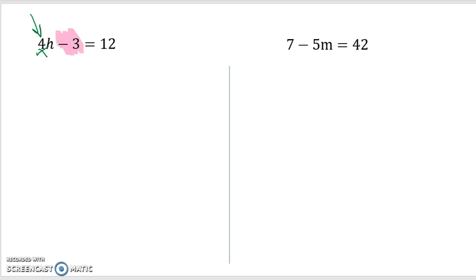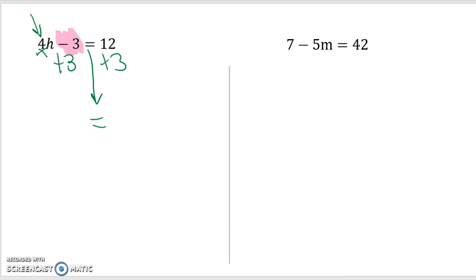So the reverse operation for minusing 3 is to add 3. So I'm going to add 3 to both sides. I always line up my equal signs. There should only be one equal sign per line joining the left-hand side and the right-hand side. Please do not start each line with an equal sign. For an equation, there is only one equal sign per line.